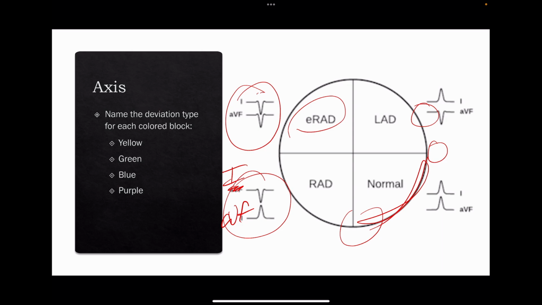So for the exam, is the normal axis going to be 0 to 90 or negative 30 to 90? I'll double check that before I answer that, make sure that's consistent.